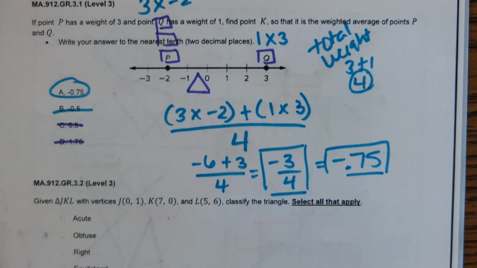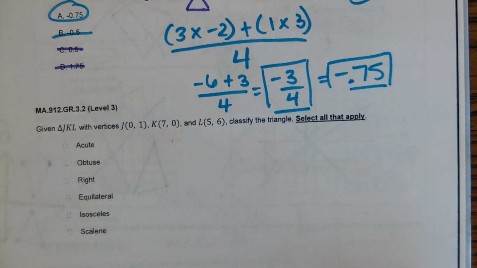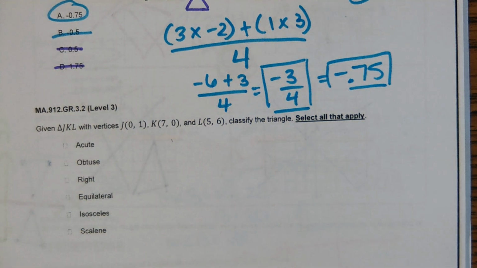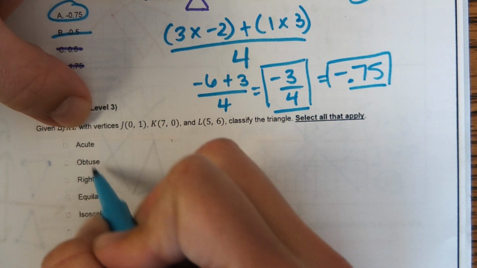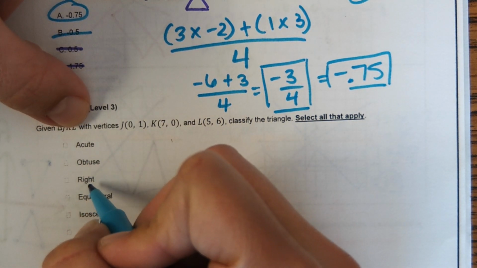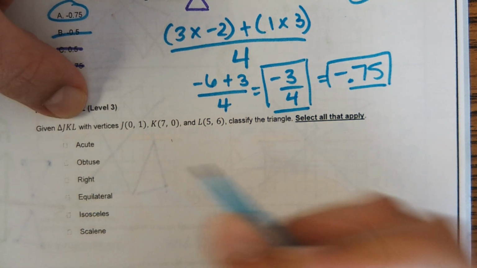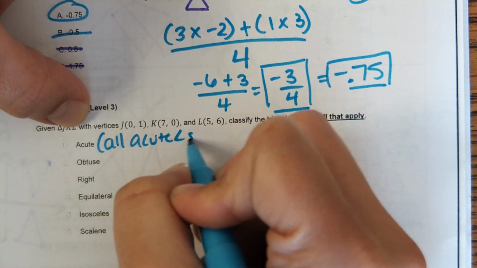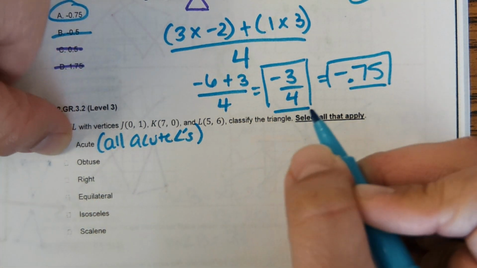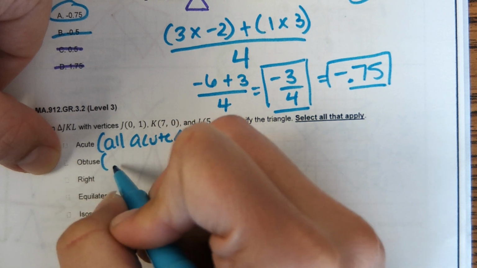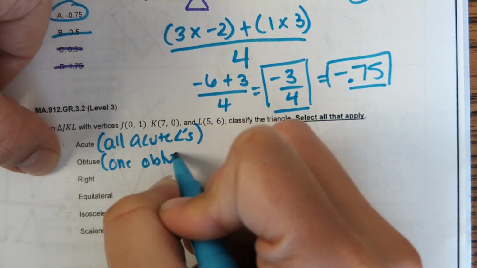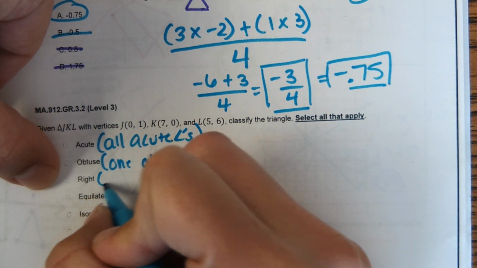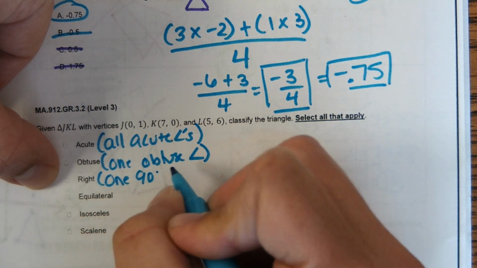Okay, the next one, it says, given triangle JKL with these vertices, classify the triangle, select all that apply. We're going to need to graph this. We'll graph it in a second. But what we're looking for is whether it's acute, obtuse, or a right triangle, and then whether it's equilateral, isosceles, or scalene. So acute triangles have all acute angles, so all the angles are less than 90 degrees. Obtuse triangles have one obtuse angle, so one angle that's greater than 90 degrees. Right triangles have one 90-degree angle.